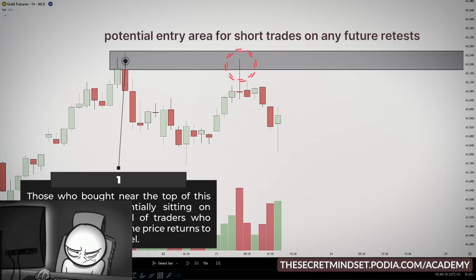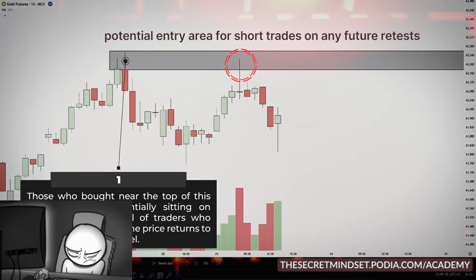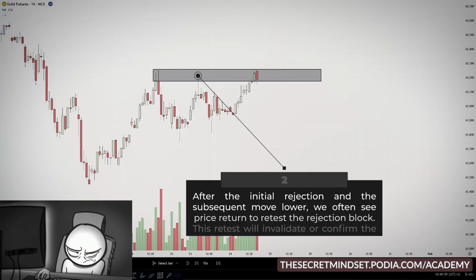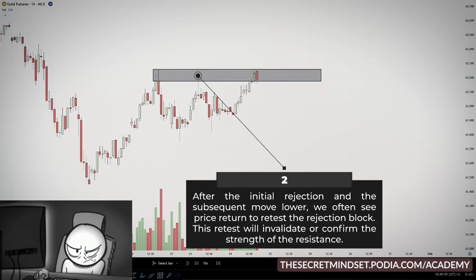For traders who missed the initial move down, this rejection block becomes a potential entry area for short trades on any future retests. And after the initial rejection and the subsequent move lower, we often see price return to retest the rejection block.